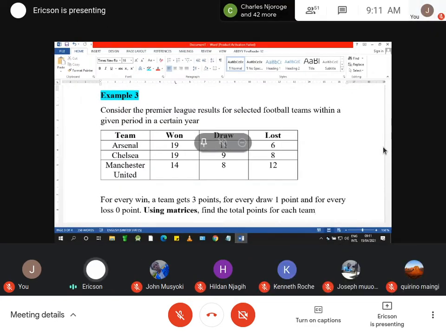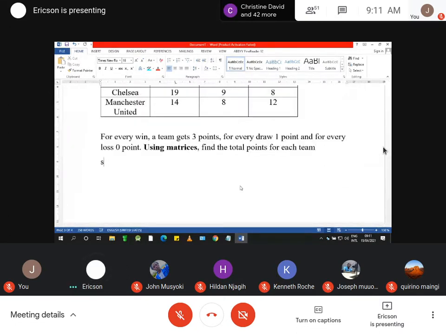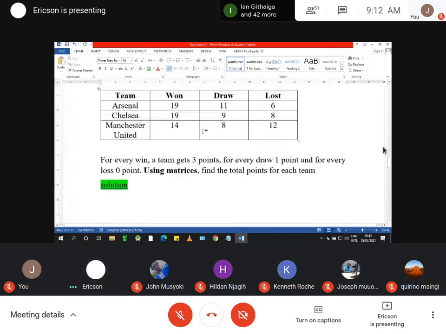So, the solution to this question is given as follows. First, we have three teams. Basically, we have been told to use matrices, so it is a must to use matrices. So first, we have to formulate a matrix based on these results. So basically, we can have the results and the matrix based on the total number of points.